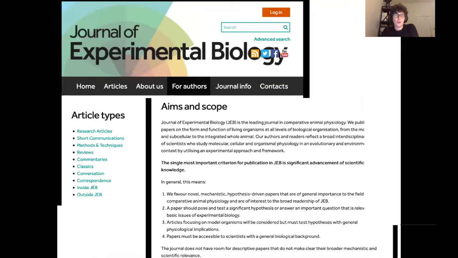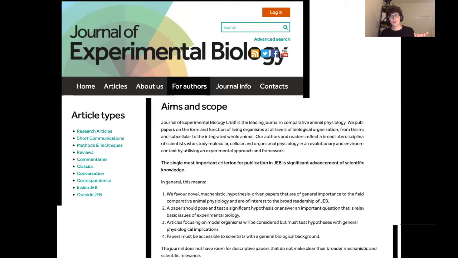And so this is another journal. The research review on invertebrate immune systems that I sent you, which is not my research area, was from this journal. But you can also see here on the left-hand side, they have a whole range of article types that they solicit, and they give details, as the other journal did, on what their expectations are for each one. You can see in the bold under aims and scope, they write, the single most important criterion for publication in JEB is significant advancement of scientific knowledge. And then they spell out what that means to them.